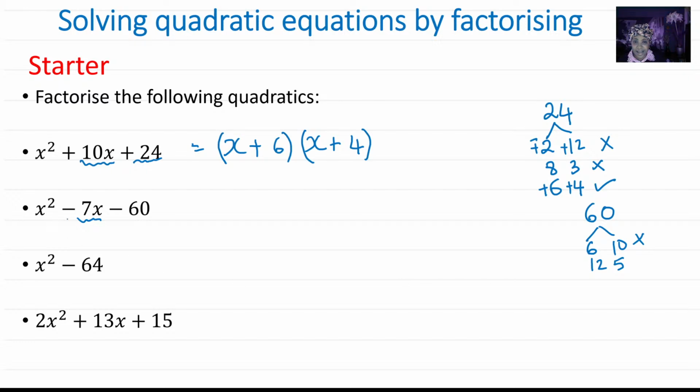Now, I need to get a negative 7. So how am I going to arrange this? If I do plus 12 and negative 5, that's going to give me a positive 7. So that doesn't work. It means I need to put the bigger one as the negative one, and the smaller one needs to be the positive one in order to get the negative 7. So it's negative 12 plus 5. So again, I'm going to open my brackets here.